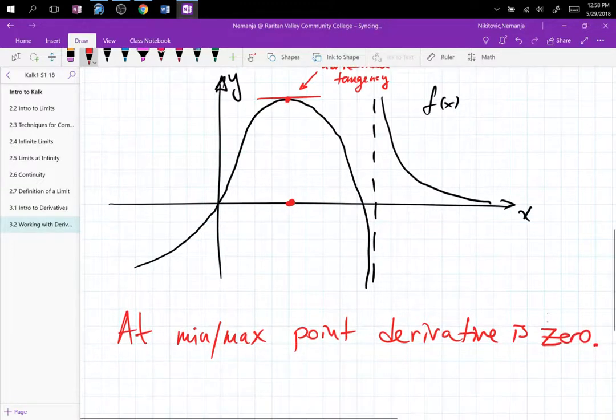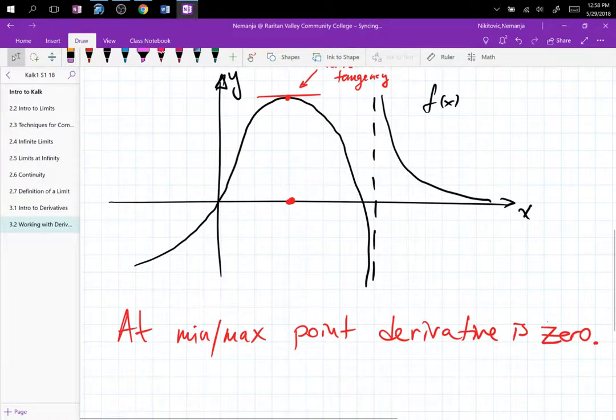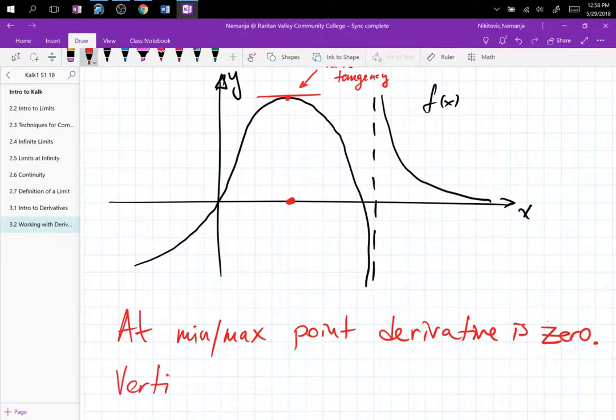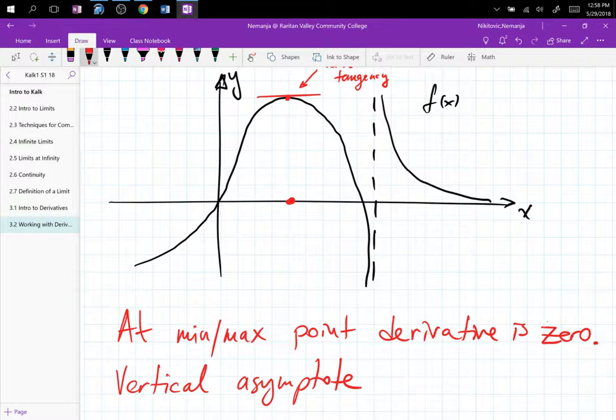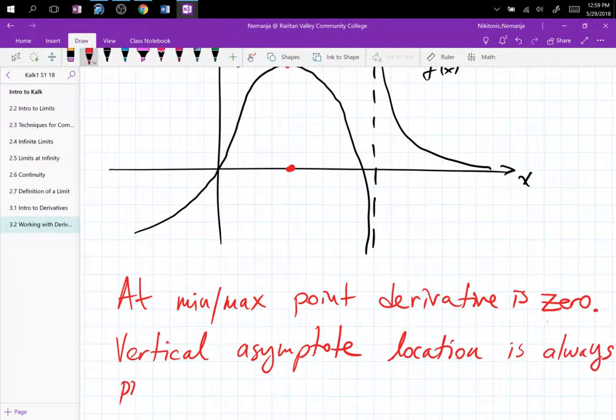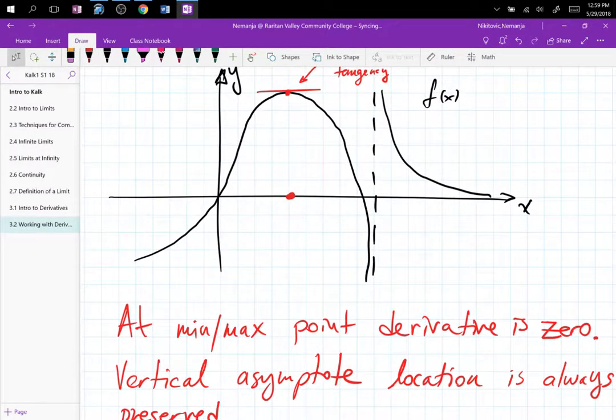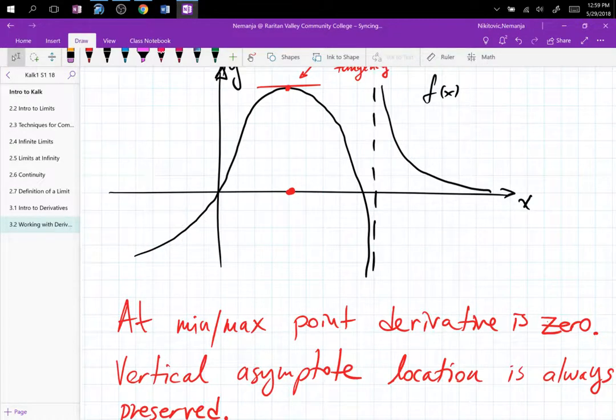That's the next piece that I also want to say, it's also important, is that the vertical asymptote location is always preserved between the derivative and original function. That means that for your derivative, your vertical asymptote is still the same vertical asymptote. And that goes for all of the functions that we will ever work with.